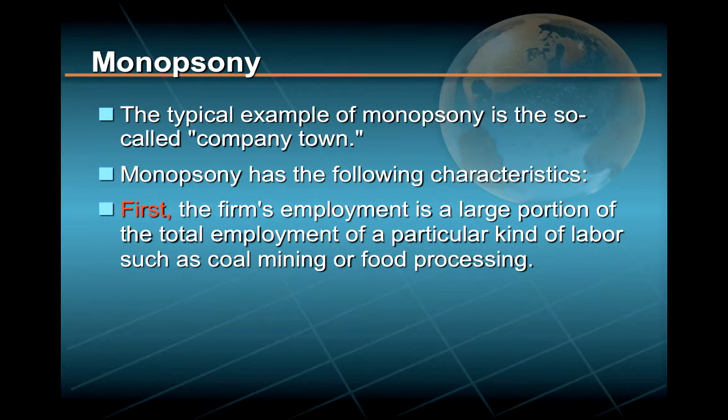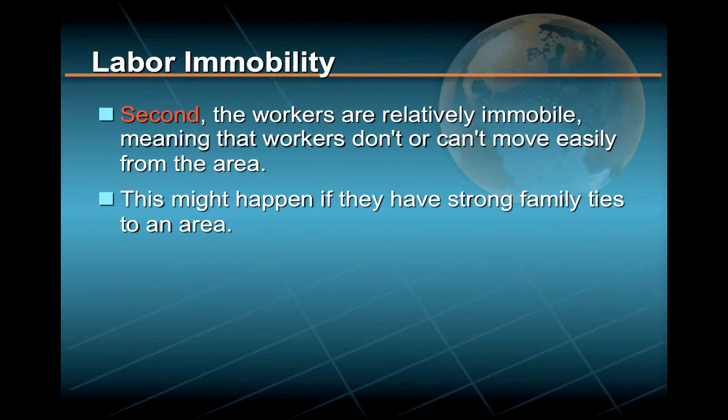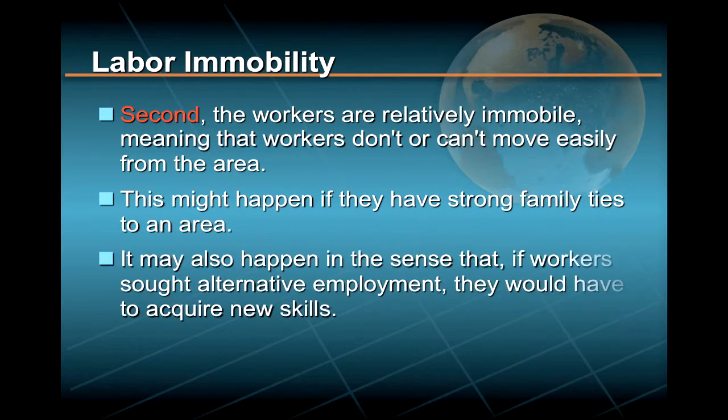First, the firm's employment is a large portion of the total employment of a particular kind of labor, such as coal mining or food processing. Second, the workers are relatively immobile, meaning that workers don't or can't move easily from the area. This might happen if they have strong family ties to an area. It may also happen in the sense that if workers sought alternative employment, they would have to acquire new skills.